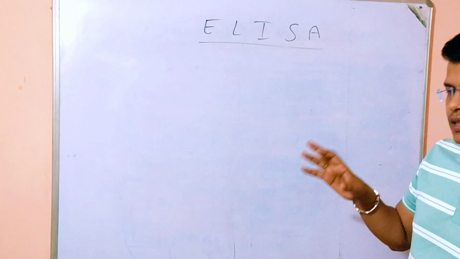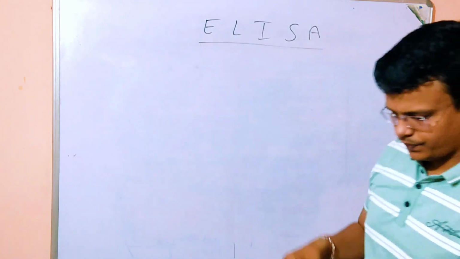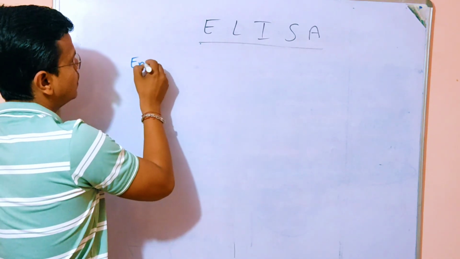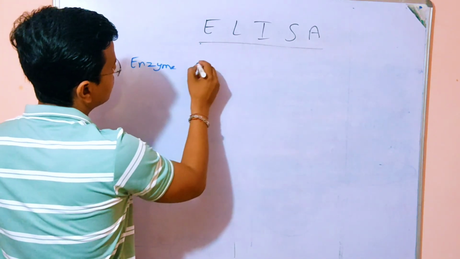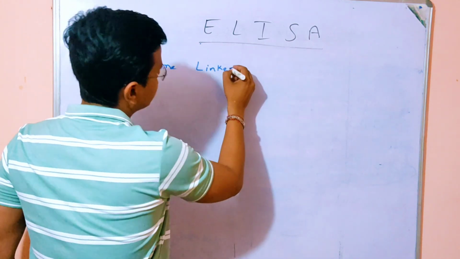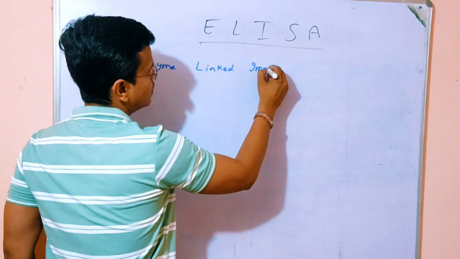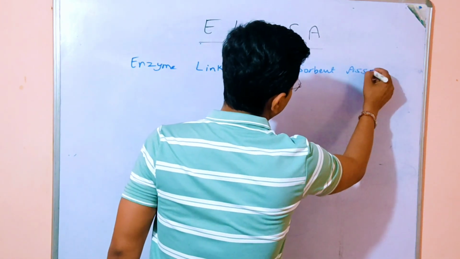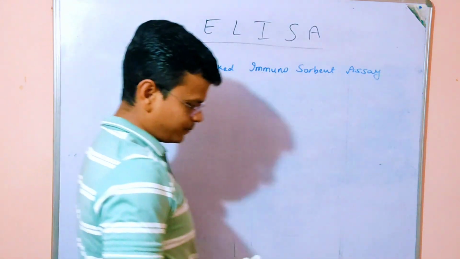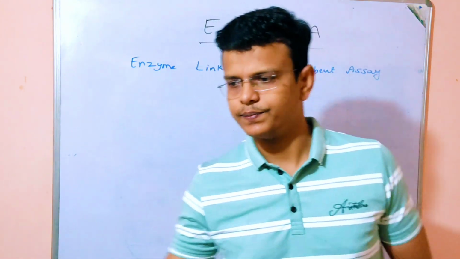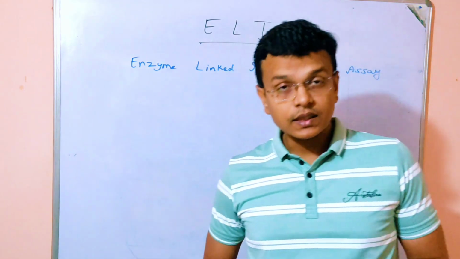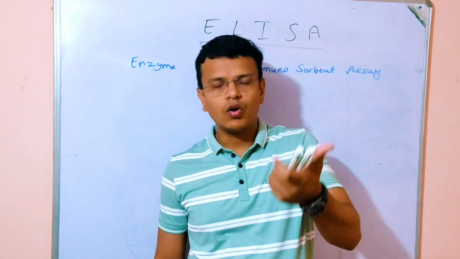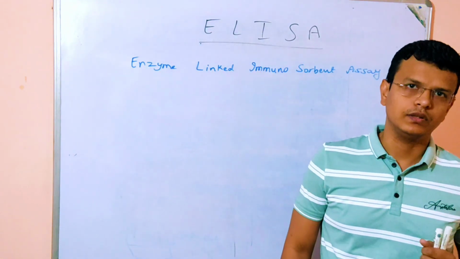What is ELISA? ELISA stands for enzyme-linked immunosorbent assay. Okay, enzyme-linked immunosorbent assay. It is a biochemical technique used to detect and quantify proteins, hormones, antibodies and antigens.